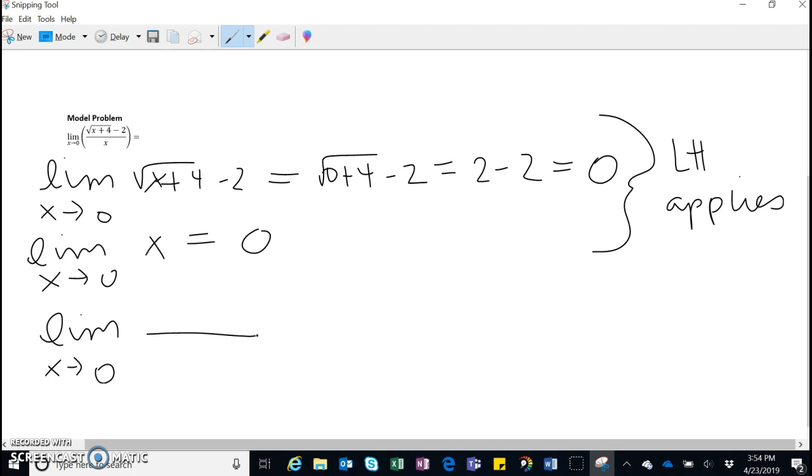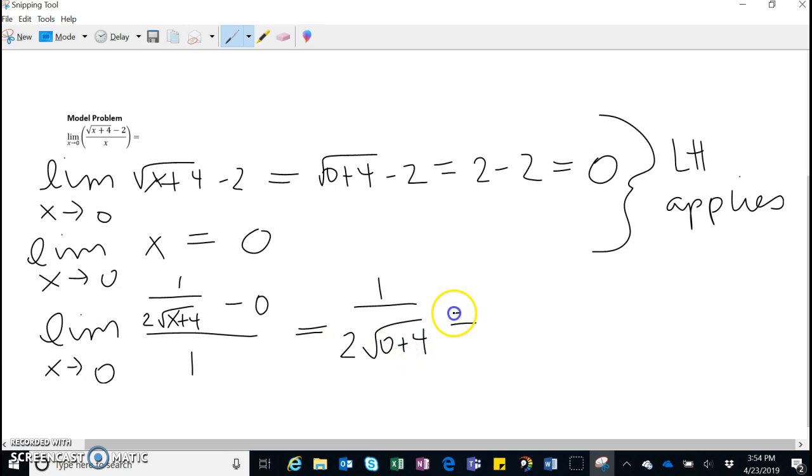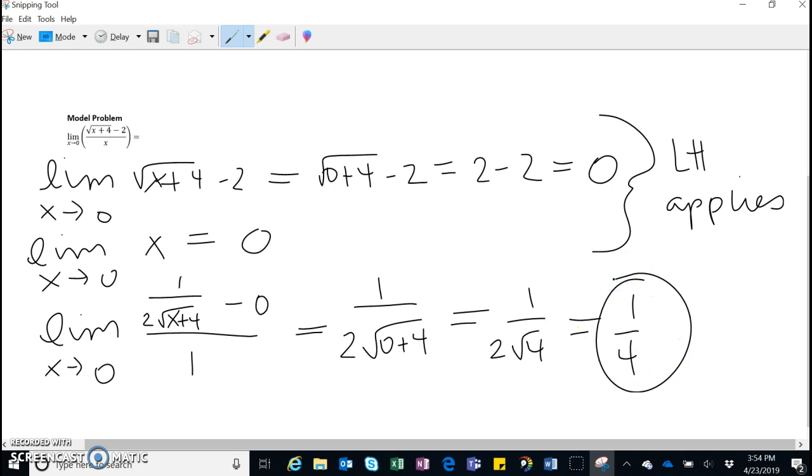Derivative of x, I'll start there, that looks easy, is 1. And the derivative of the square root of x plus 4 minus 2 is 1 over 2 square roots of x plus 4, minus the derivative of 2 is 0. So now by direct substitution, my answer here is going to come from plugging in a 0 into the L'Hopital limit, and I get 1 over 2 square roots of 4, or 1/4.